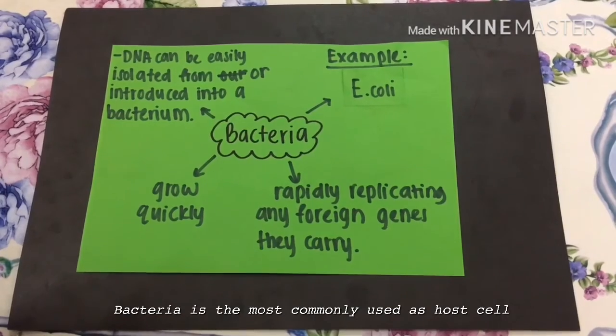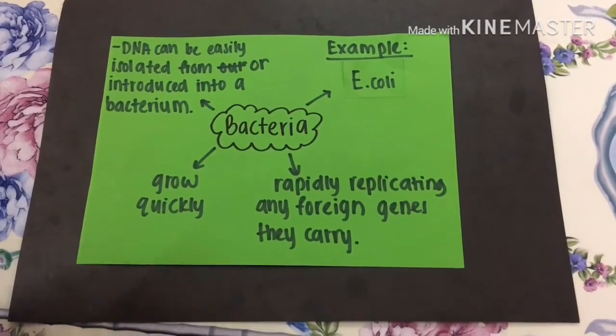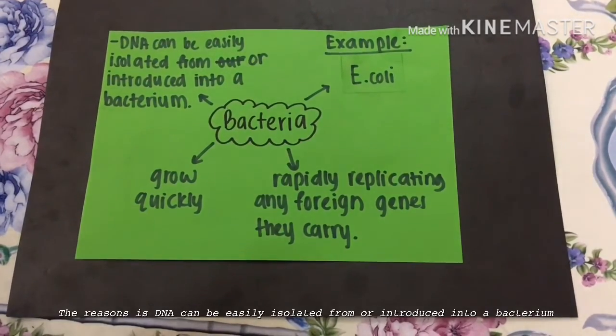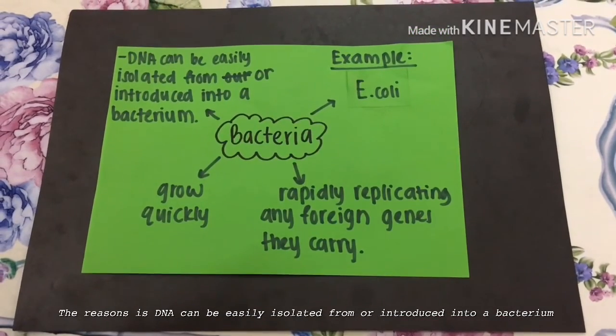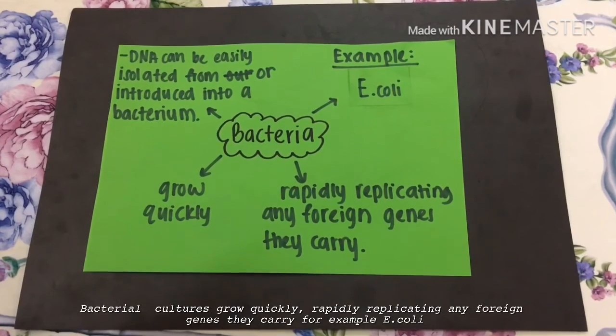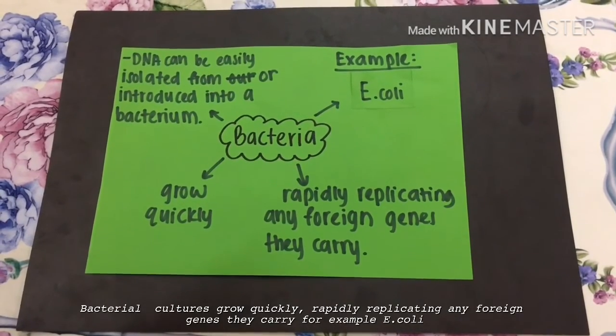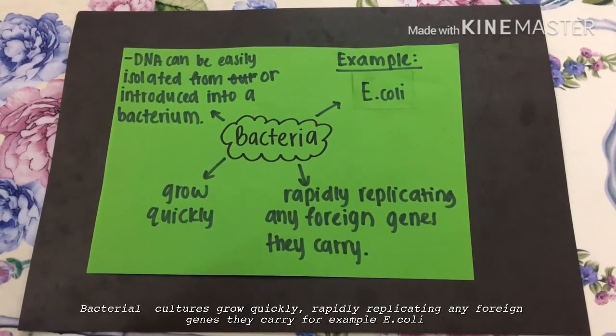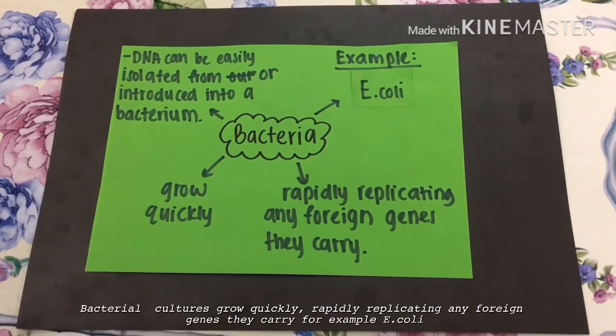Bacteria are the most commonly used host cells. The reason is that DNA can be easily isolated from or introduced into a bacterium. Bacterial cultures grow quickly, rapidly replicating any foreign genes they carry, for example E. coli.